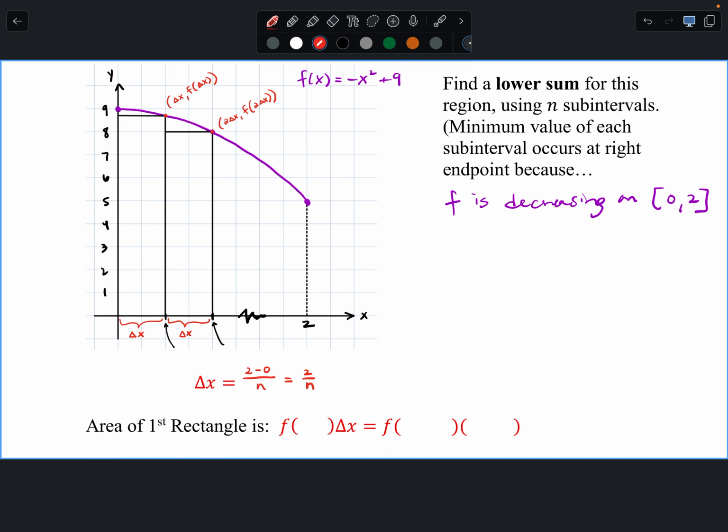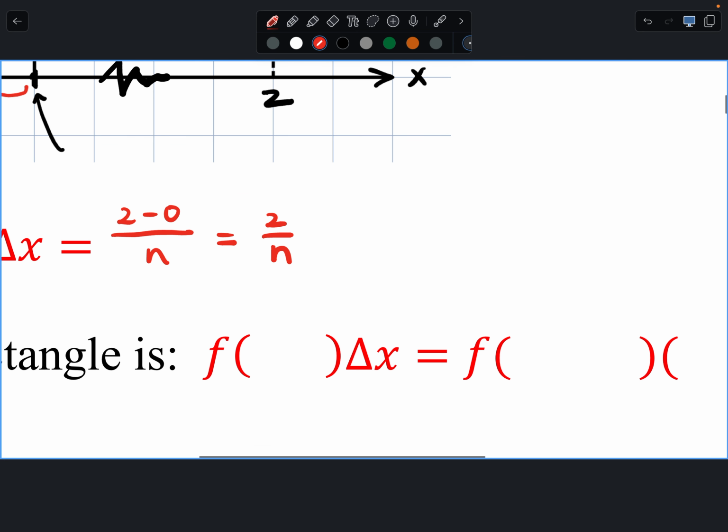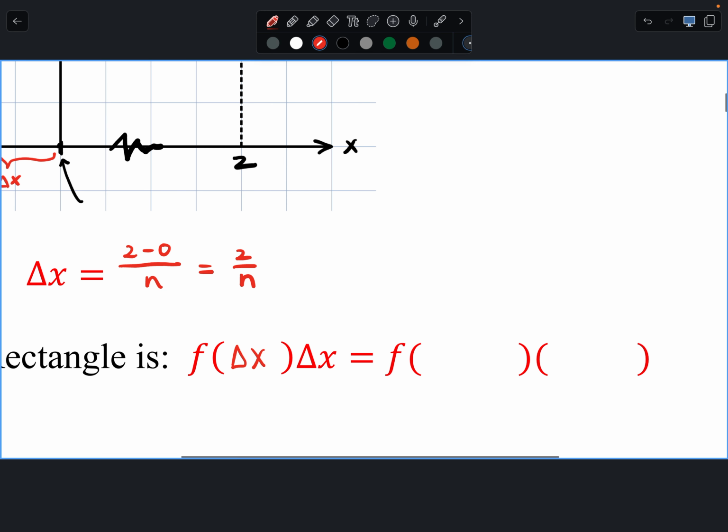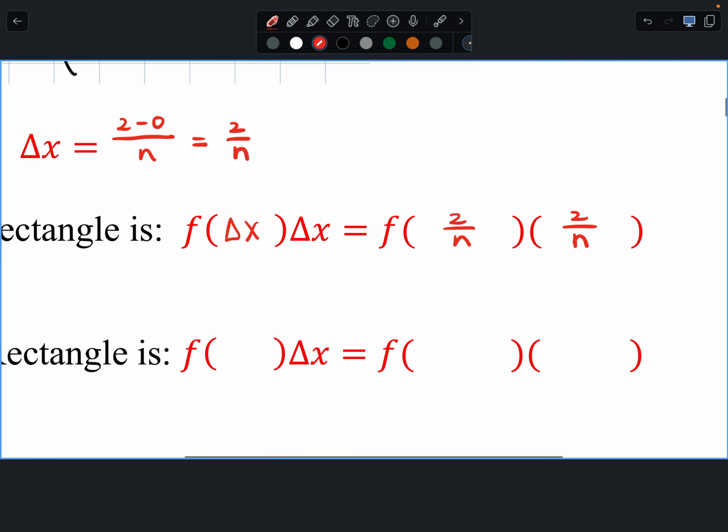Okay, so that sum, i is equal to 1, and then we're adding, so we're starting when i is equal to 1 and then adding up n number of rectangles. We would have the rule for each rectangle be f of, Nathan, can you help me here? F of i times 2 over n, and then 2 over n.